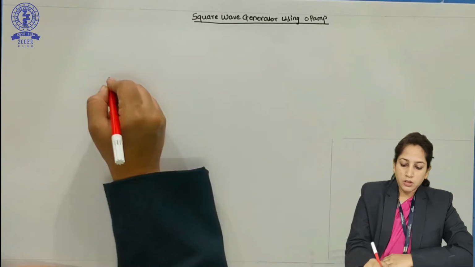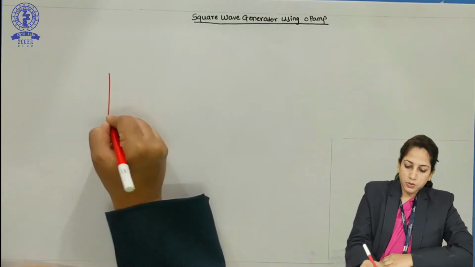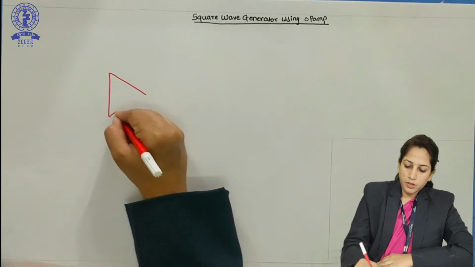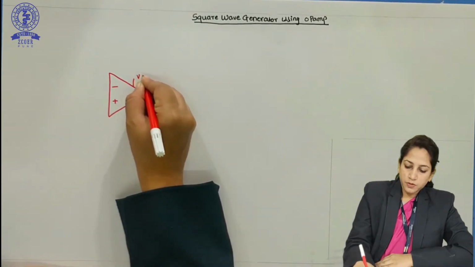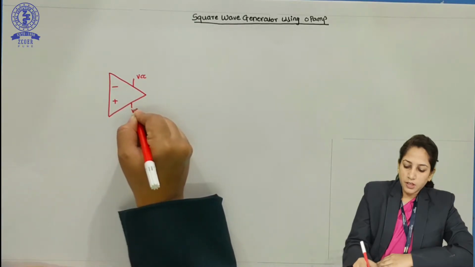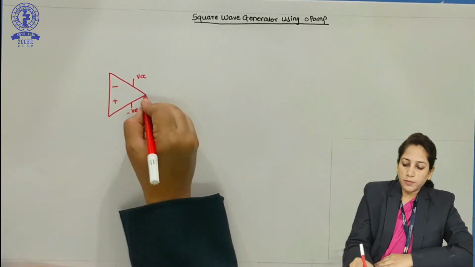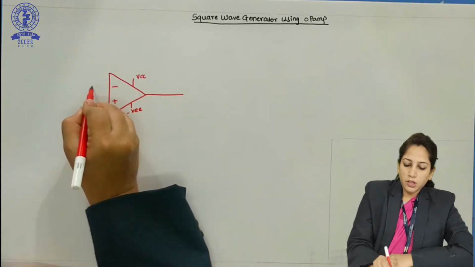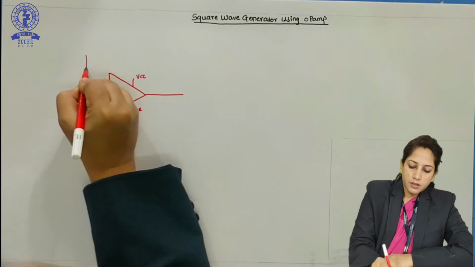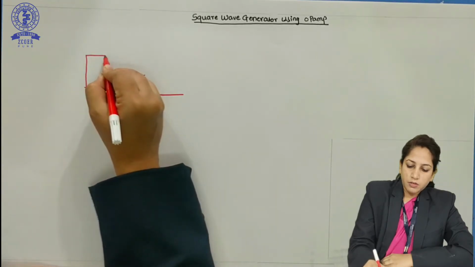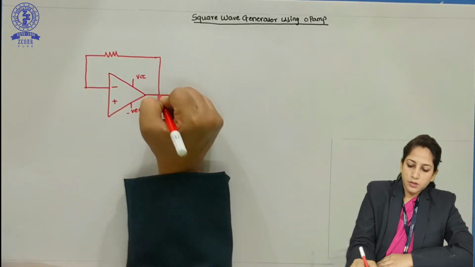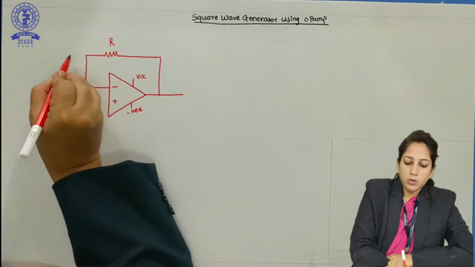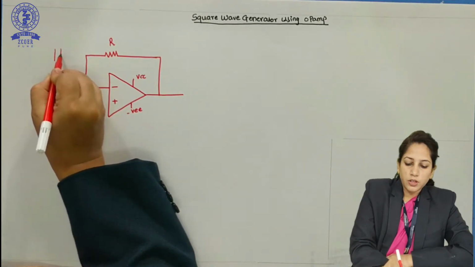Now I will draw a diagram for the square wave generator. First of all I will draw an operational amplifier. This is VCC and VEE, which will be the saturation voltages only. Then on the inverting terminal there will be a resistor. This is resistor R, and also here I will join a capacitor.